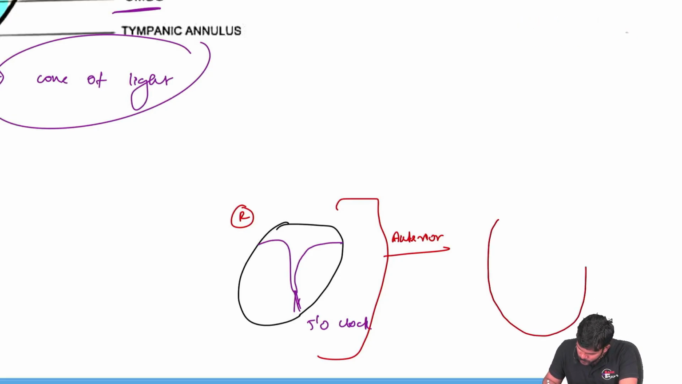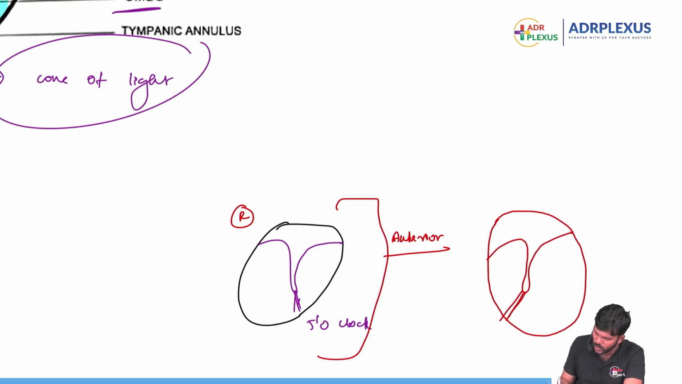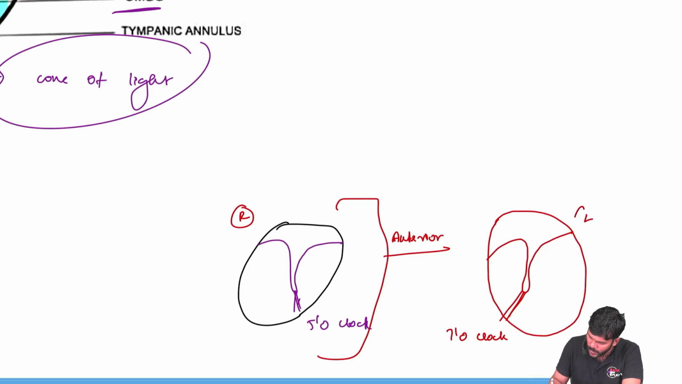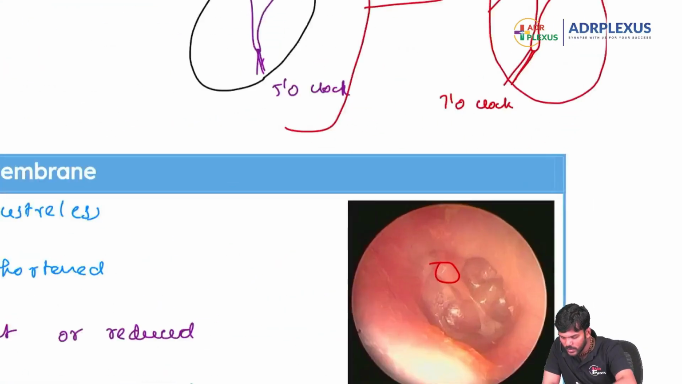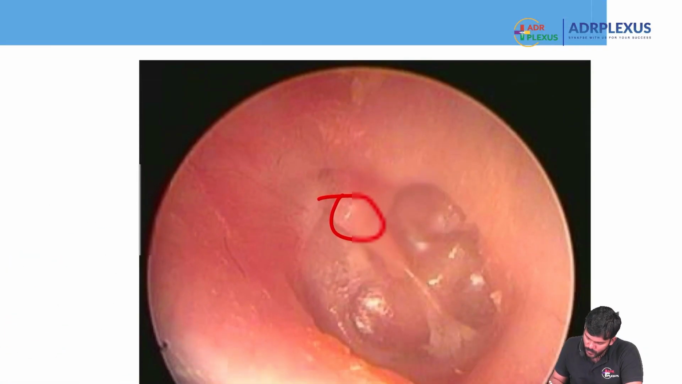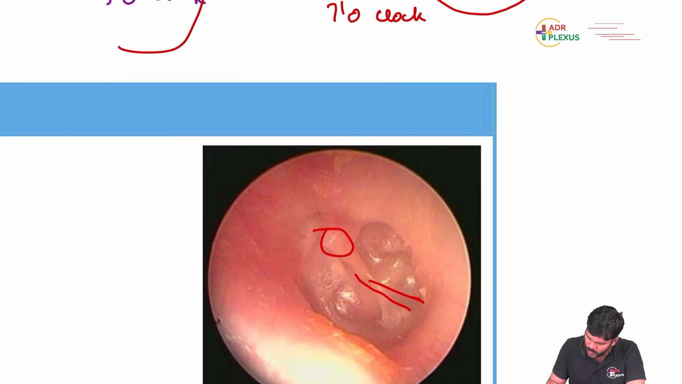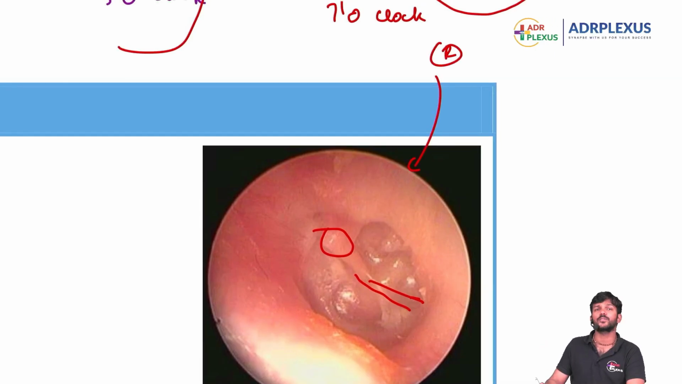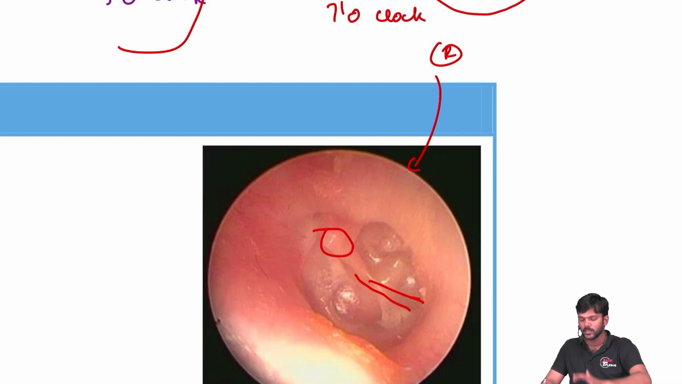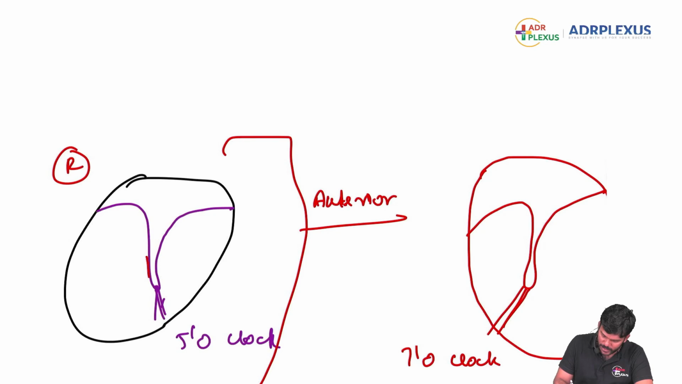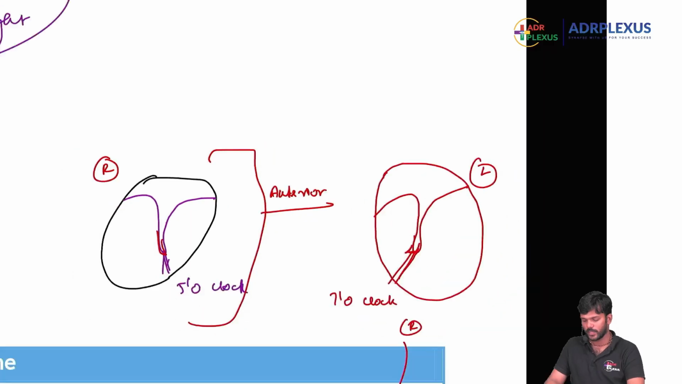Now if it is a 7 o'clock direction, it is a left side tympanic membrane. So now you say, which side is this? So this is the projection point. It's a right side tympanic membrane. Understood? This is how you should differentiate between a right sided and left sided tympanic membrane. You just imagine yourself, the umbo is tilted towards which side?